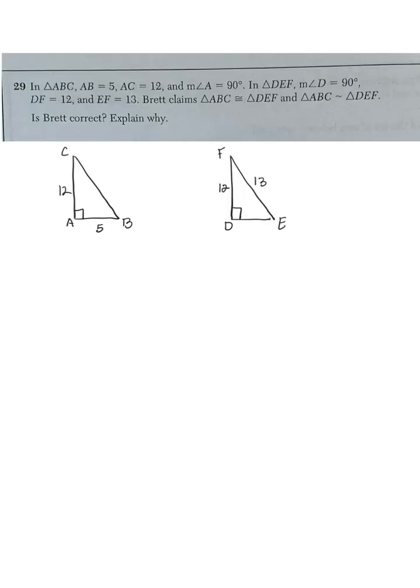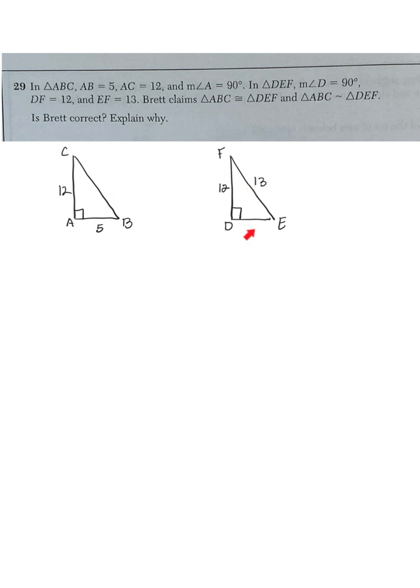Alrighty, so for number 29, I just drew the picture according to what they gave me up at the top, and actually, Brett claims that these two triangles are equal to one another. And he also says that they're similar to one another. Okay, so let's just start with this. I know that this side here equals that side there, but I don't know what this is. I don't know if it's 13 or not.